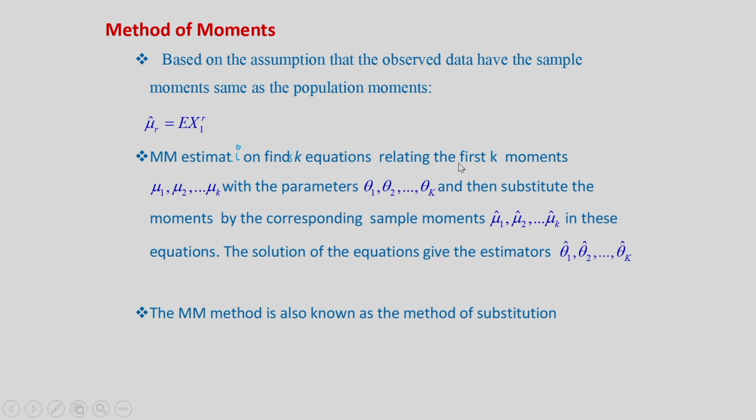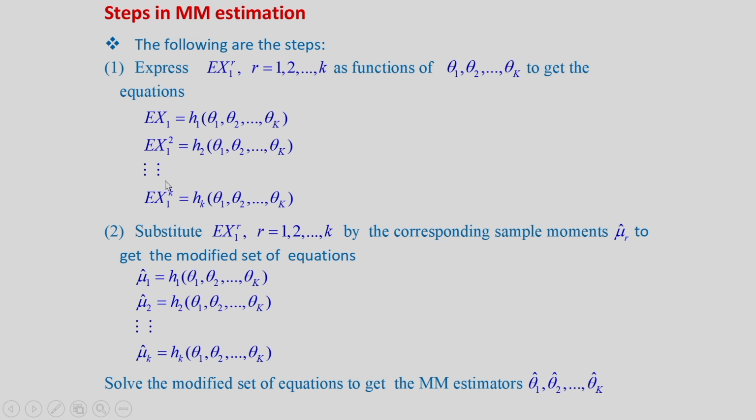First we will find out the first k moments in terms of the parameters, then substitute the moments by the corresponding sample moments, and then solve the equations. The method is also known as the method of substitution, because you are substituting the true moments by the corresponding sample moments. We will describe the method in steps. The following are the steps.